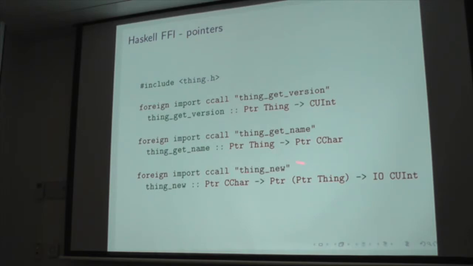Foreign import thing new. So this one, if you recall, took a character pointer or a string, and it took a double pointer, so a pointer to a pointer thing, and the return value of this is going to be an IO CUInt.